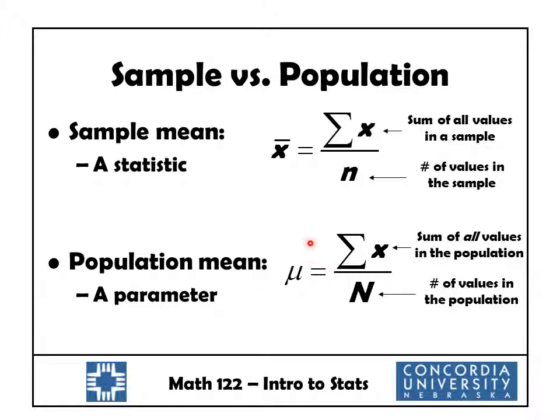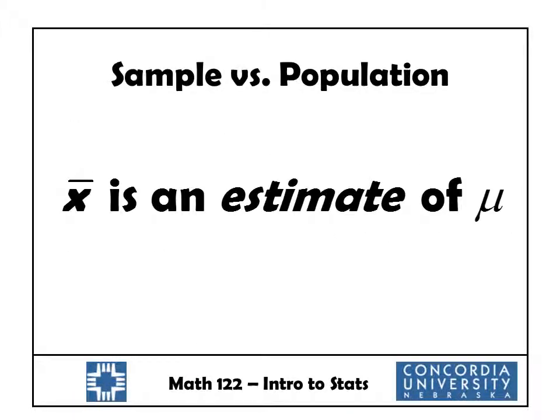And the way we determine that is we ask ourselves, where did the data come from? If it came from a sample, then it's x bar. If the data come from the entire population, then it's mu. Now, one very important thing to remember is that x bar is an estimate of mu.